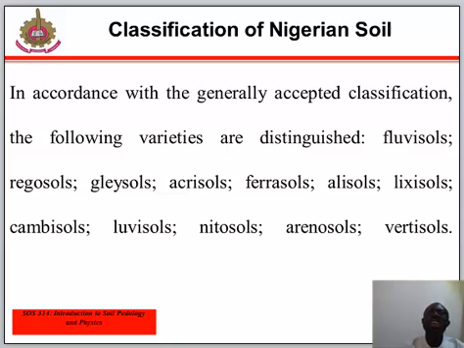In accordance with the generally accepted classification, the following varieties are distinguished: fluvisols, regosols, gleysols, acrisols, vertisols, alisols, lixisols, cambisols, luvisols, nitosols, arenosols, and lastly, ferralsols. All these options have different potentials and benefits for the agricultural economy. None of the types of soil in Nigeria can be considered first class.